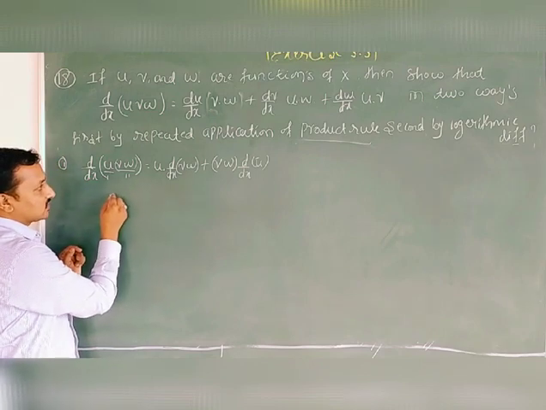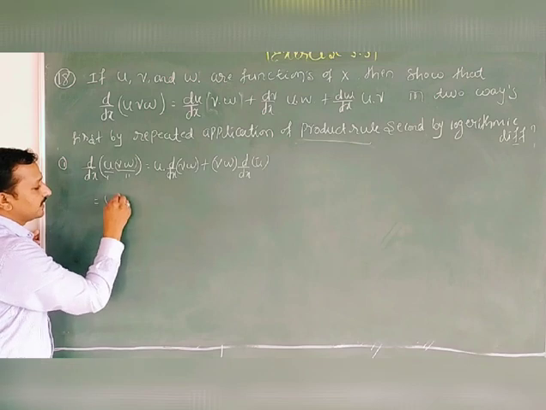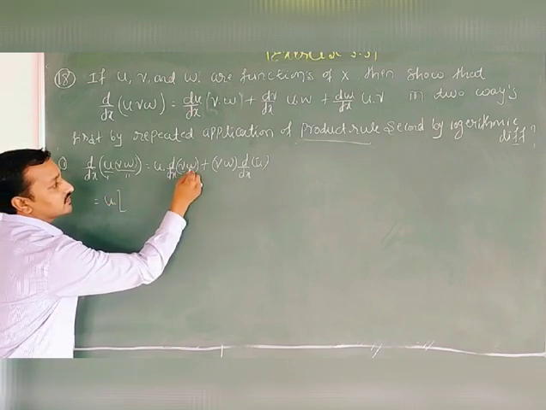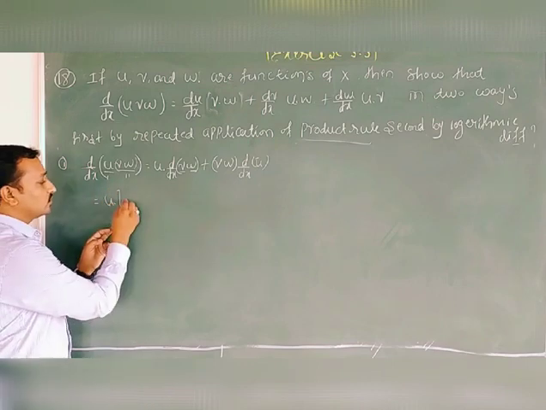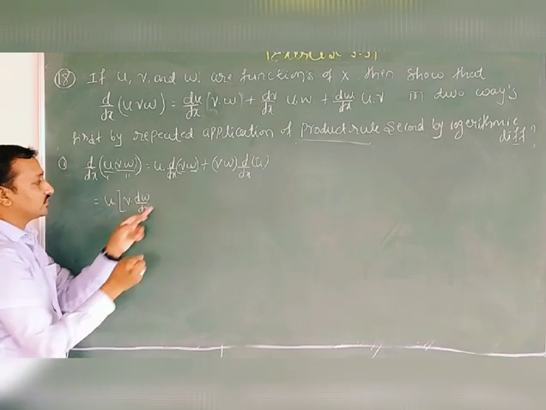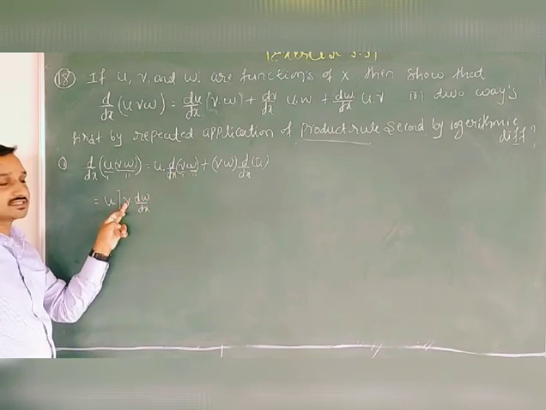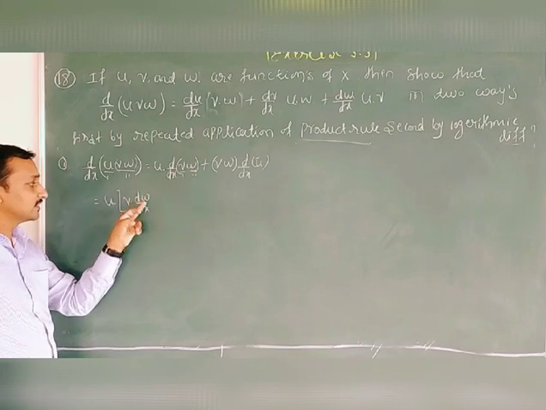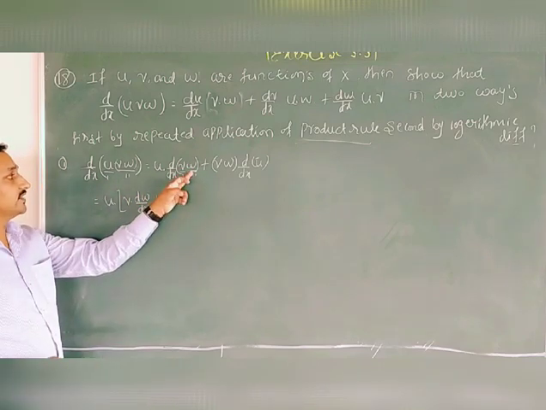Okay, so that is equal to u into, here you can write this is also first function, second function. So u, v, w are functions of x only. So v into dw divided by dx. So first function v, here also first and second. First function v keep as it is, derivative of w is dw by dx. Plus second function w keep as it is, then derivative of this one.